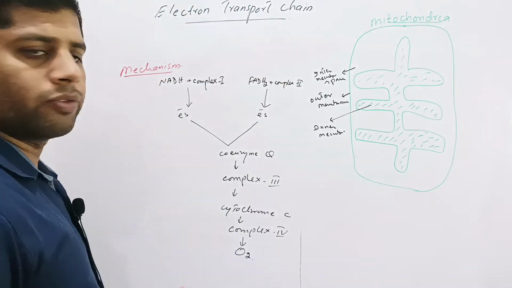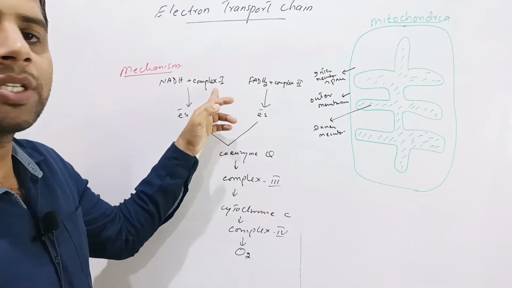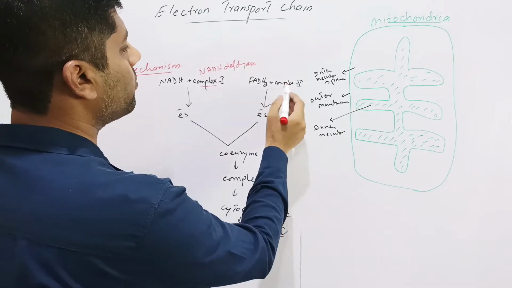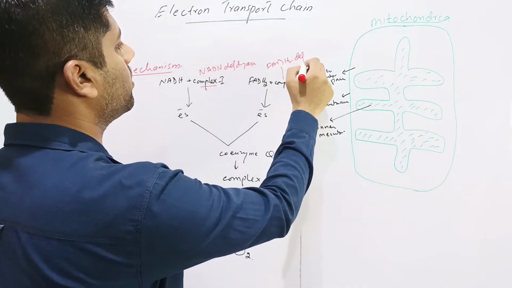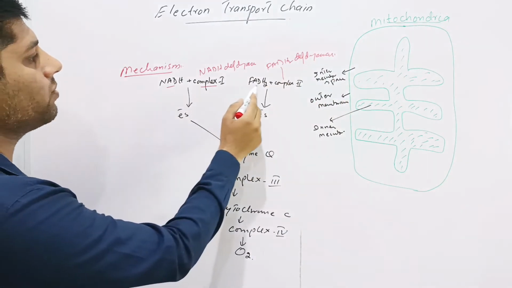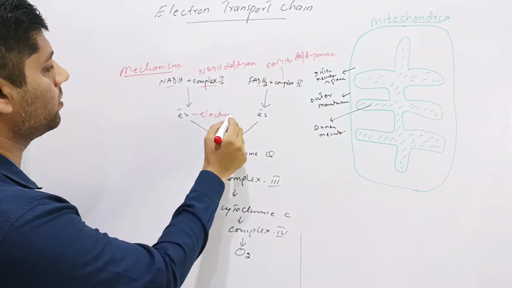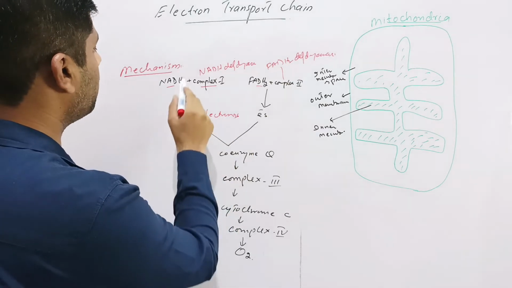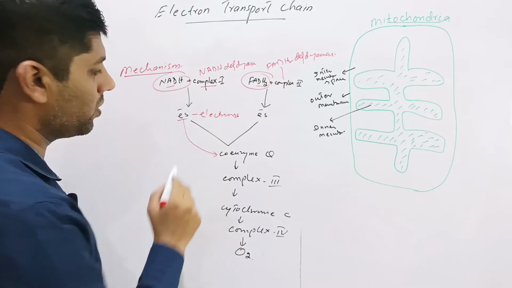Let's see here. The first molecule, NADH, reacts with complex 1. As we know, complex 1 consists of NADH dehydrogenase. Similarly, the FADH2 molecule reacts with complex 2, which comprises FADH2 dehydrogenase. When both these molecules react with their relevant complexes, electrons are released from these molecules. This is the symbolic representation of electrons. When the electrons are released from both NADH and FADH2 molecules, these electrons are handed over to coenzyme Q.